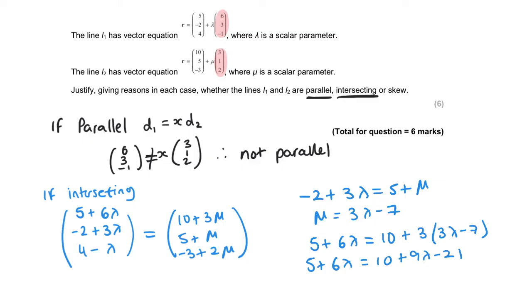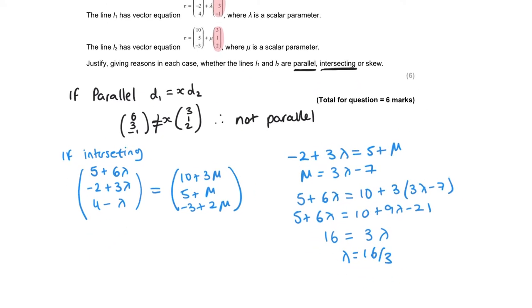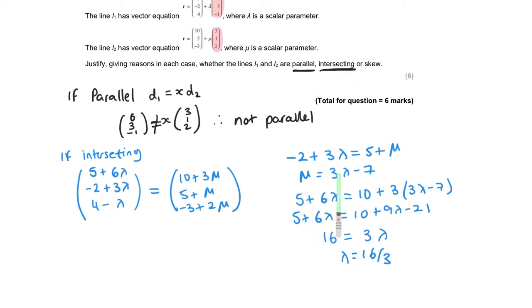So then I'm just going to rearrange this quickly. 3 lambda, and then 10 minus 21 is minus 11, 16. So lambda equals 16 over 3. Right, then I'm going to substitute this back in to here to find mu. I'm going to get mu equals 16 minus 7, which is 9. Okay, so for the first two, this holds true.